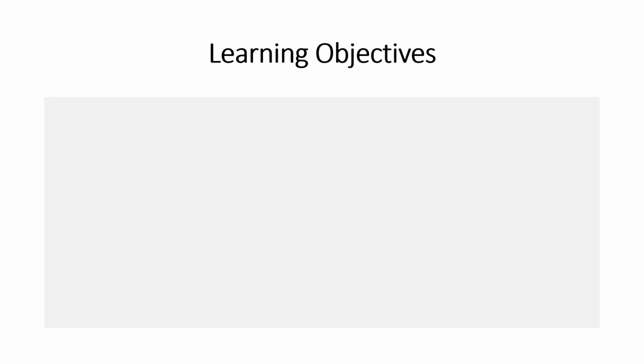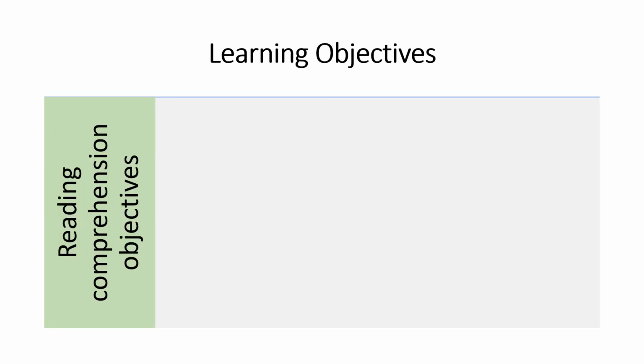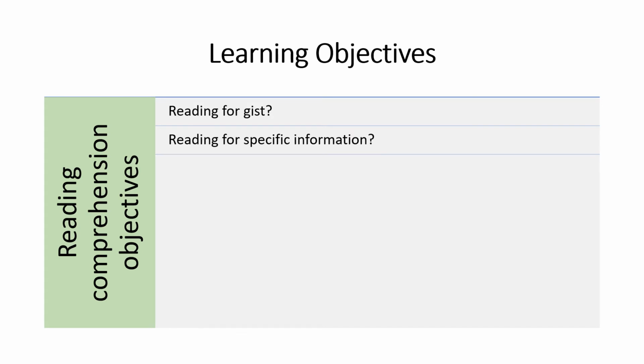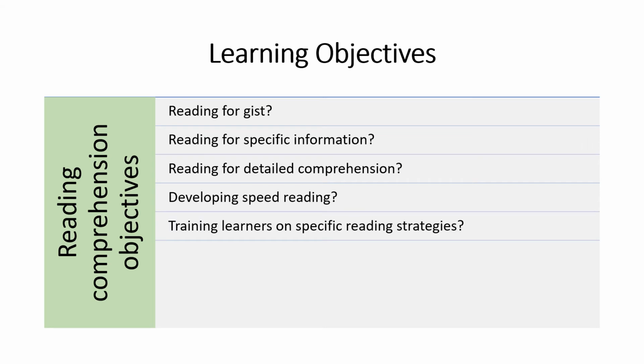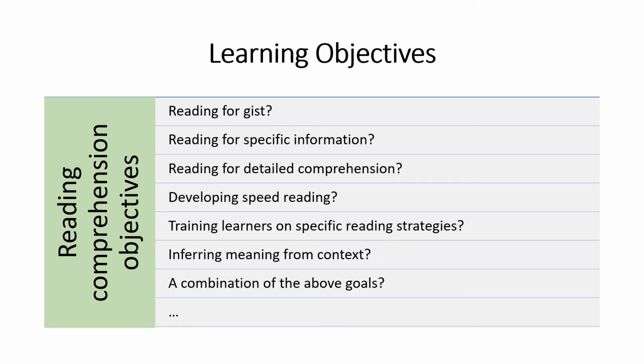First of all, learning objectives. We should be very clear from the outset about what our learning objectives for a reading lesson are. Is it reading for gist, reading for specific information, reading for detailed comprehension, developing speed reading, training learners on specific reading strategies, inferring meaning from context, or a combination of all the above goals? It is very, very important to be crystal clear in our objectives so that we can design our activities and engage learners in the reading process with a view to achieving these objectives.